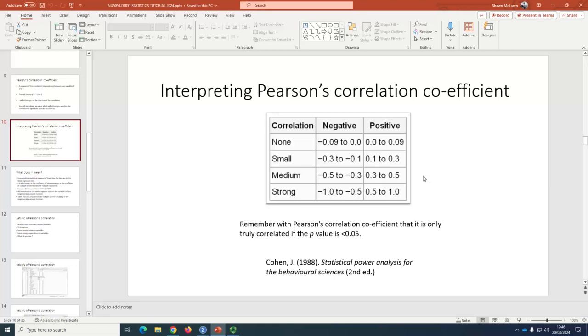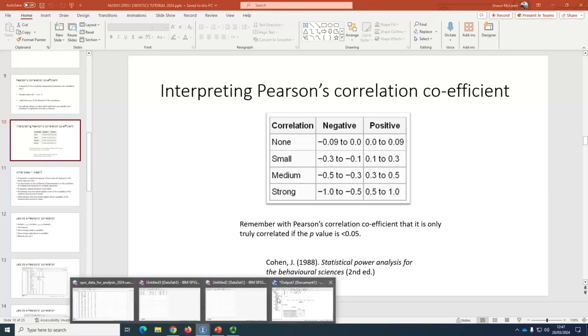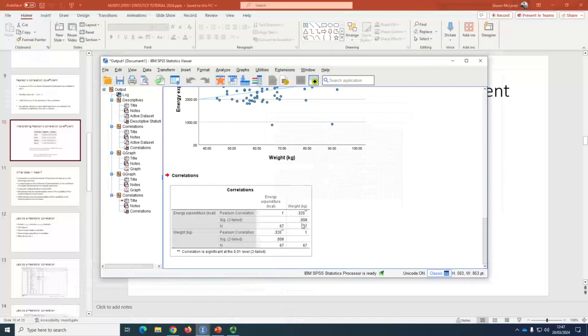Positive medium correlation. You'll kind of get that, because it's slightly bigger than 0.3, 0.32, so it'll fit there. Okay, so we've got a medium strength positive correlation between weight and energy expenditure. And we know that this is statistically significant because our p-value is lower than 0.05. It is 0.008. If you get a fraction, is that smaller, right?